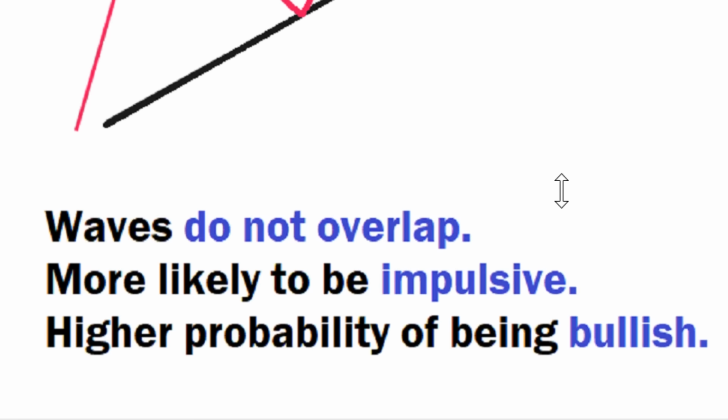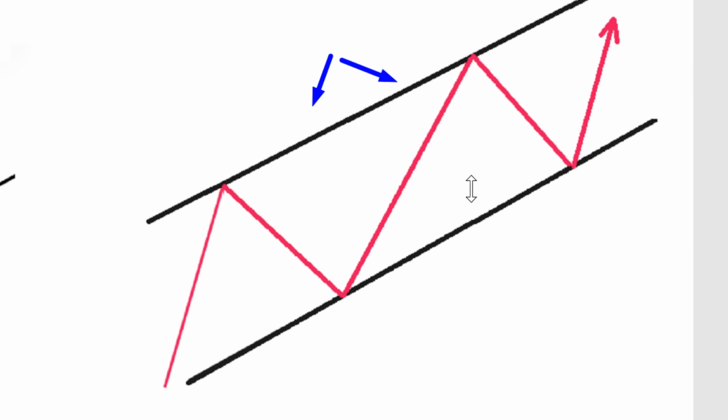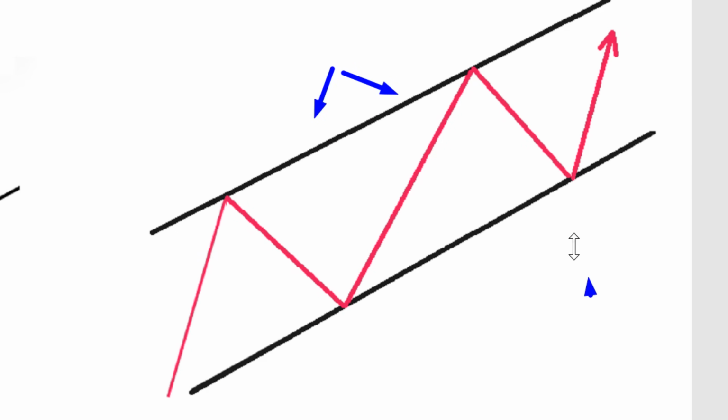As you can see, I've written down here, waves do not overlap. Waves are more likely to be impulsive, in other words, more likely to be trending. And in this section here, there is a higher probability of being bullish. Now I say probability, not certainty. So this particular pattern we're seeing here has a slightly higher probability of being bullish.